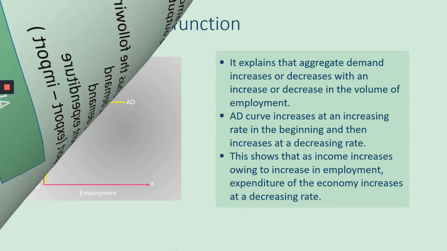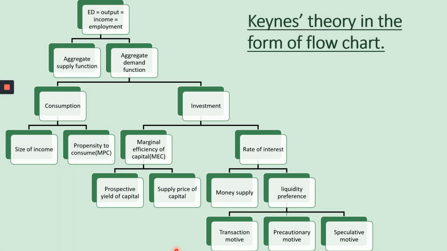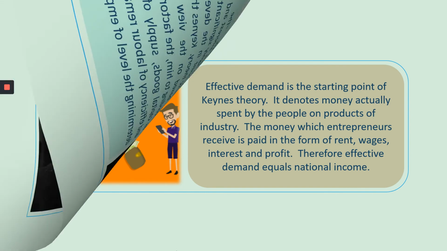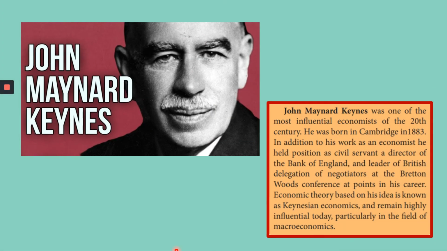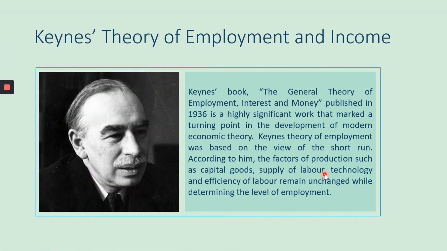So what did we see today? We started with John Maynard Keynes, the father of modern macroeconomics. Then a small note about John Maynard Keynes. Then the book written by John Maynard Keynes, Keynes' Theory of Employment and Income. John Maynard Keynes was a critic of J.B. Say's law, or the classical economist view. He criticized the classical economists.